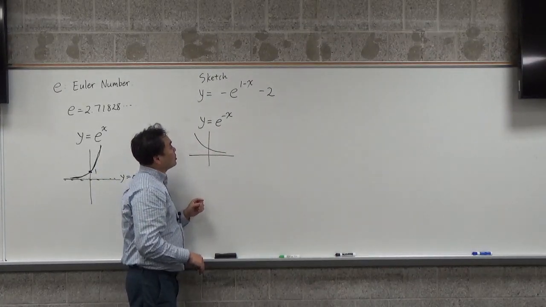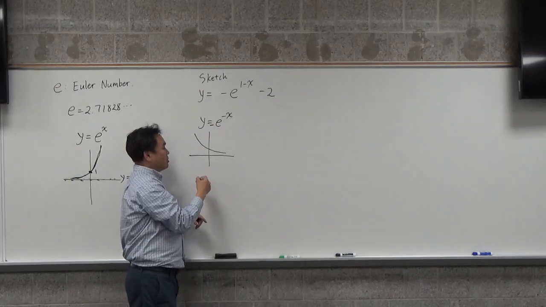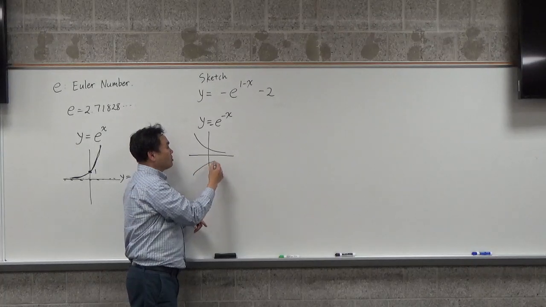And then what happens if you put a minus in front? It flips over the x-axis and it becomes upside down. So this is the graph.